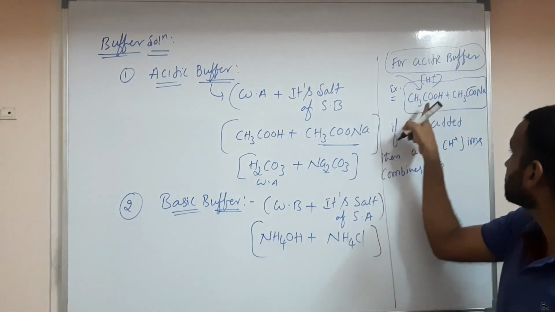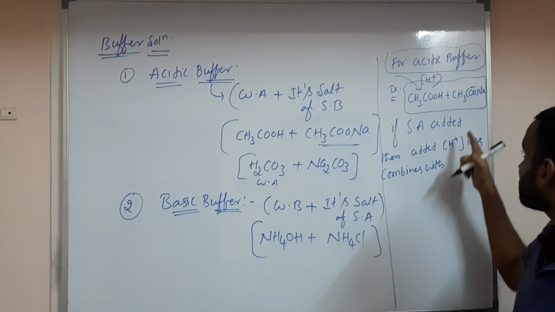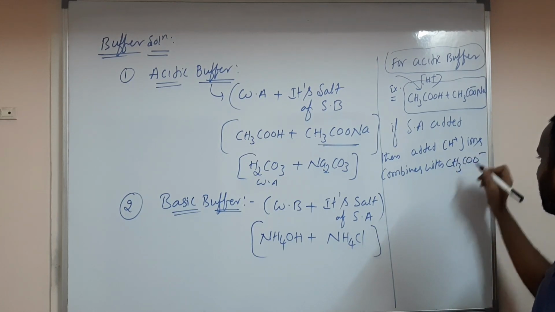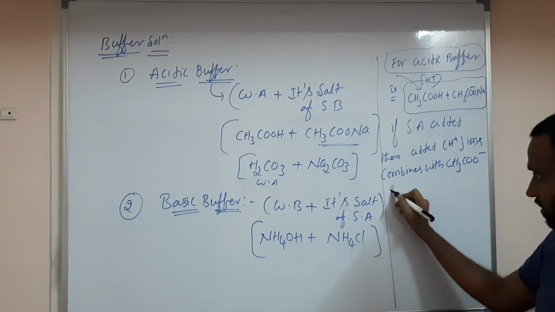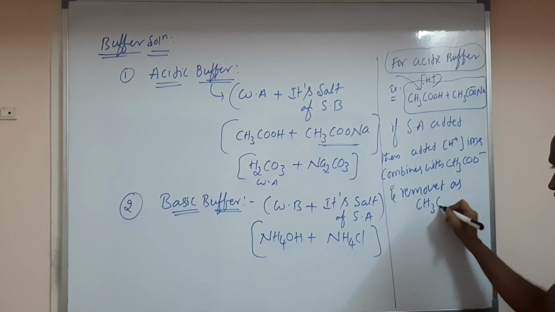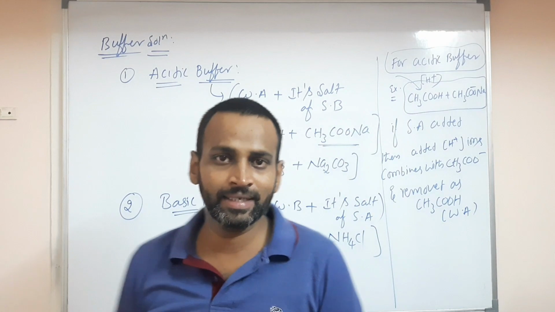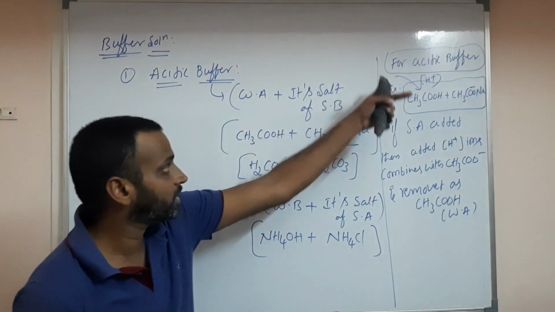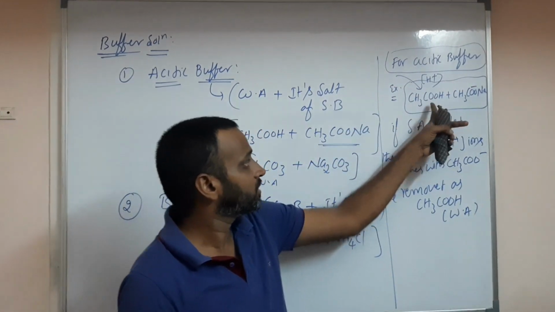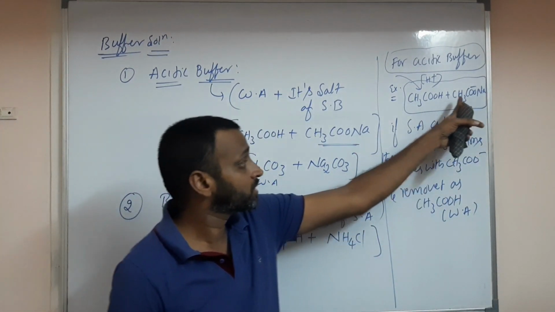CH3COOH is weak. CH3COO- is strong. So the added H+ ion combines with CH3COO- and is removed as CH3COOH, which is a weak acid. Weak acid cannot dissociate easily, so there is no change in its pH. Please read what I wrote once again. For an acidic buffer like this, if strong acid is added, then the added H+ ions combine with CH3COO-.